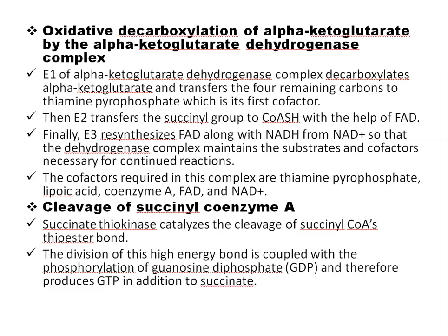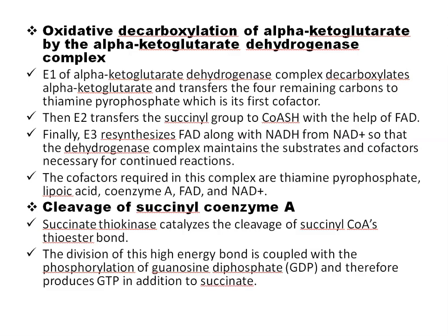So with the help of FAD, cofactor. And finally, E3 regenerates FAD along with NADH from NAD plus so that the dehydrogenase complex maintains the substrates and cofactors which are necessary for continued reactions, right? So already, as I told you, cofactors required in this complex are thiamine pyrophosphate, lipoic acid, coenzyme A, FAD, and NAD+, right? Next step is cleavage of succinyl coenzyme A.